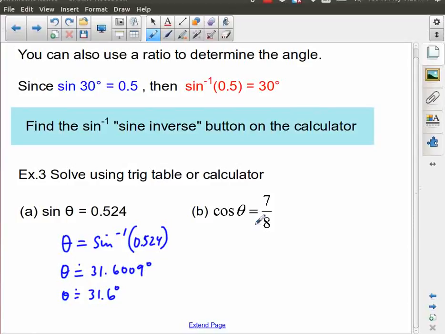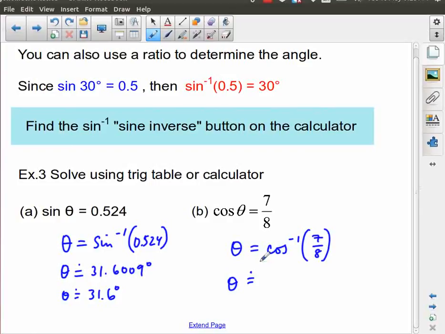For this next one, same thing I said before. I don't want you to resort to your calculator until you've done as much algebra as you can. So what I'm going to do is, if cosine theta equals this fraction, then theta is equal to the cosine inverse, or the inverse cosine, of this fraction. And now I try to do this all at once in my calculator if I can. A lot of calculators have brackets, so you can use those to put in the fraction all in one step.